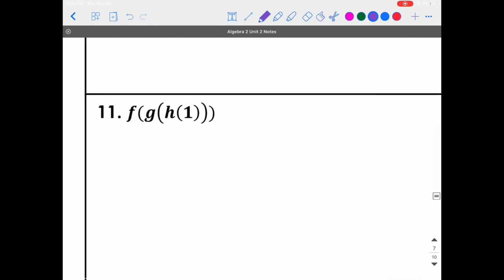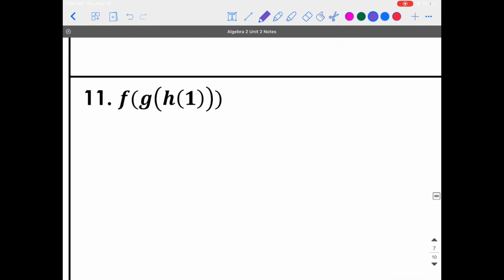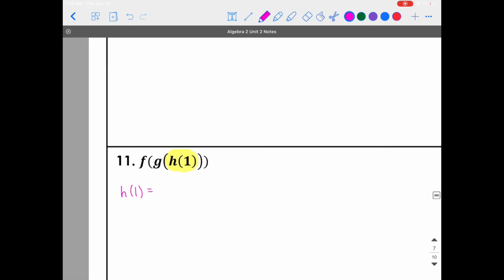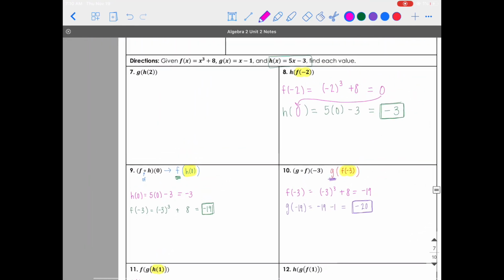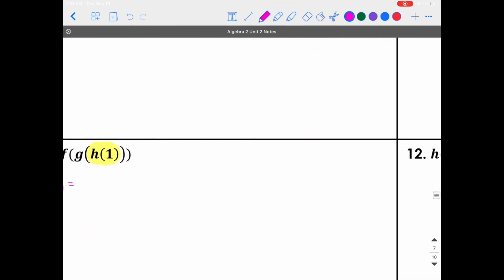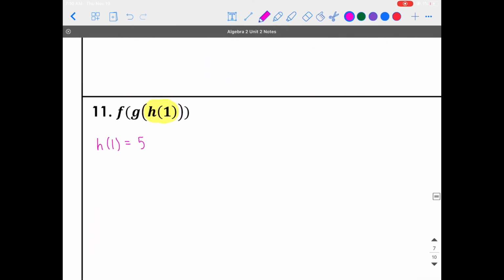Oh, mercy. Look here. We have 3 letters this time. So instead of just doing 2 functions, we have to do 3 functions. We still work inside out, so we still start with the h of 1. We're going to plug 1 in for h. 5x minus 3. So 5 times 1 minus 3. That's 2.